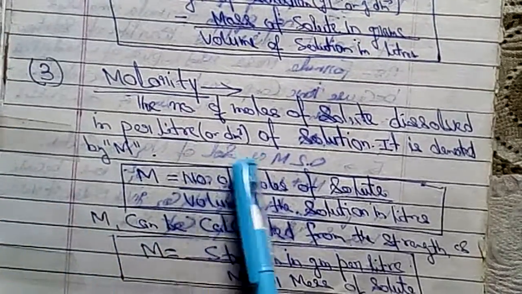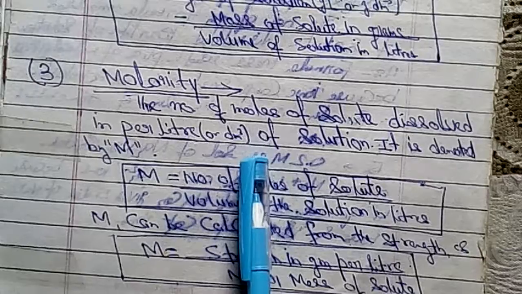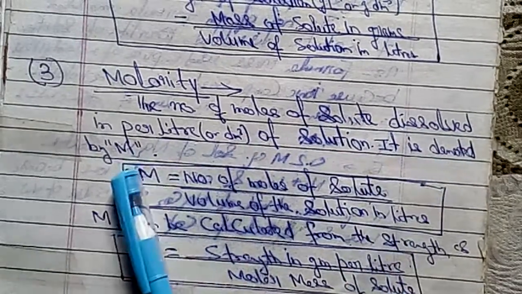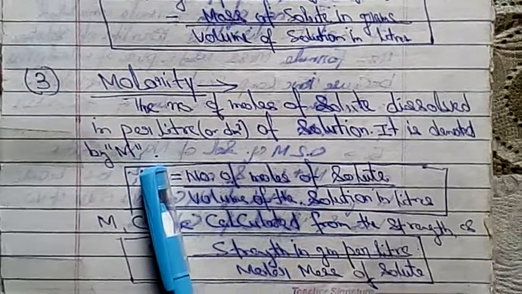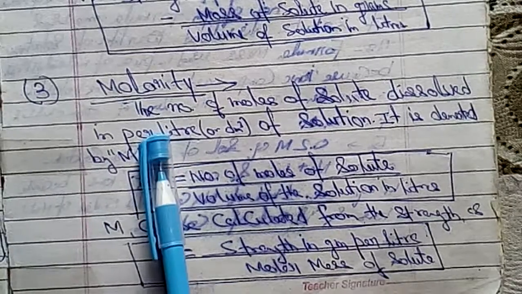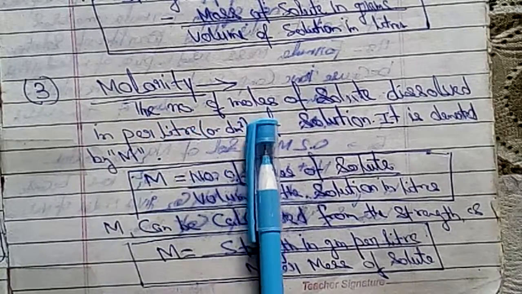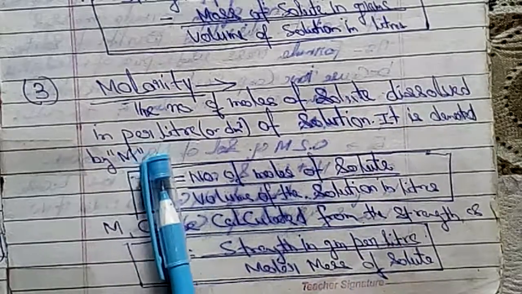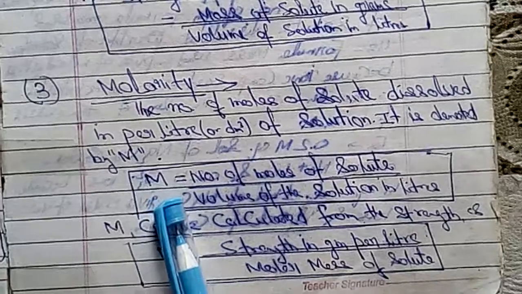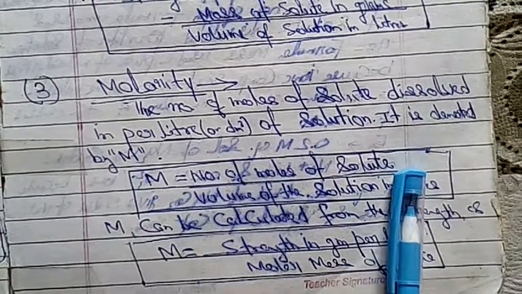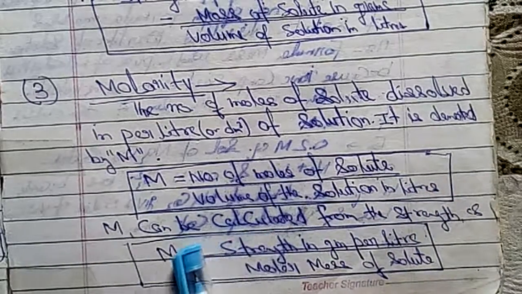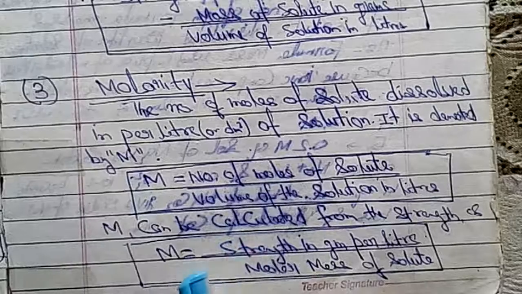Next topic, very important, is molarity. It is the number of moles of solute dissolved per liter of solution, denoted by capital M. We have studied molarity in the first chapter also. So what is molarity? The number of moles of solute divided by volume of solution in liter. It is denoted by capital M. So the formula of molarity is M equals n, the number of moles of solute, divided by V, volume of solution in liter.